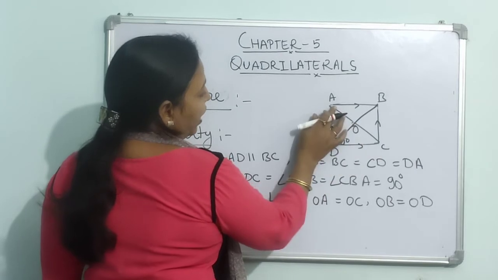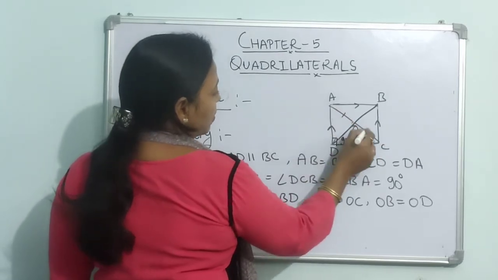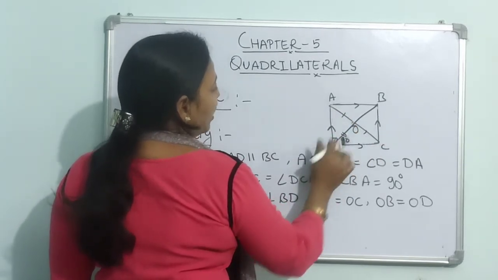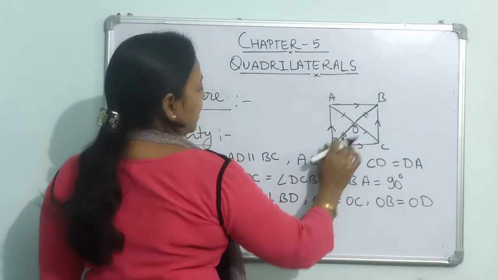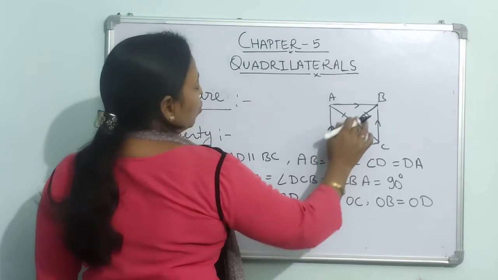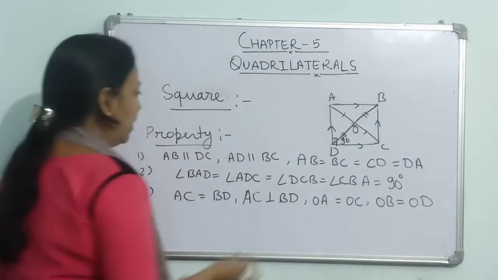It means OA is equal to OC, and OD is equal to OB. This and this are equal, meaning O is bisecting it, dividing it into two equal parts. So this is the property of a square.